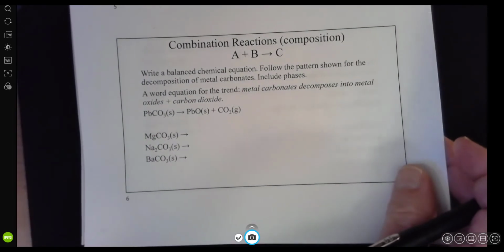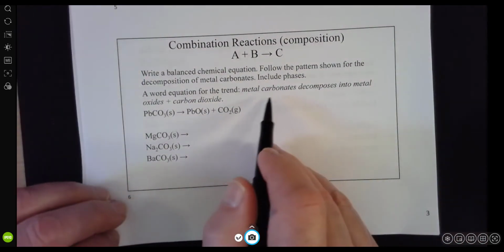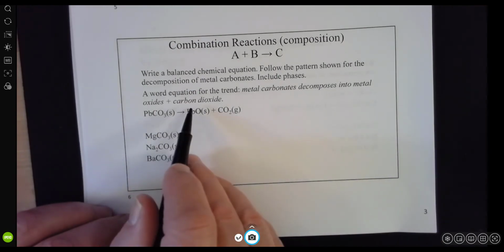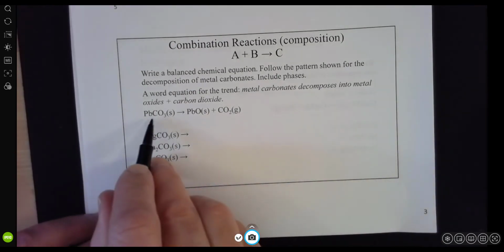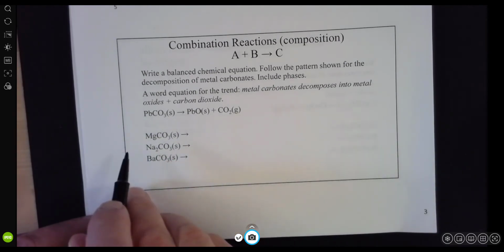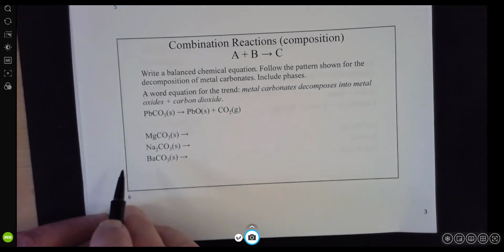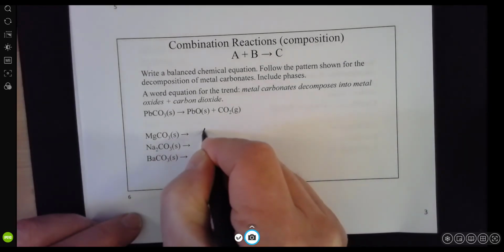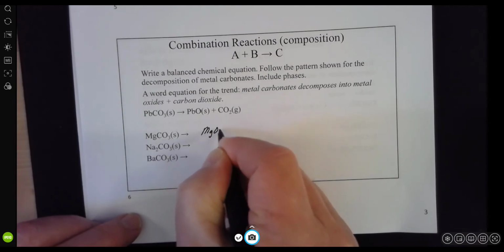The next trend is when metal carbonates decompose, they decompose into the metal oxides plus carbon dioxide. So here's an example. Here's a metal carbonate. It turns into the oxide plus carbon dioxide. Okay, you kind of get the trend. Let's see if we can work this first one out. Here's a metal carbonate. What's it turn into? The metal oxide. So that would be MgO.